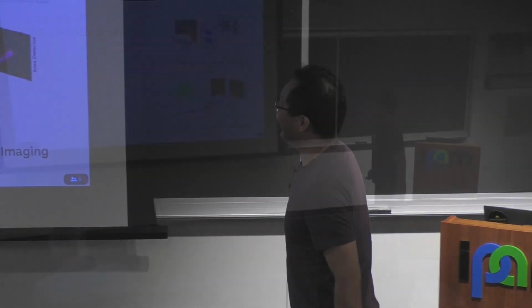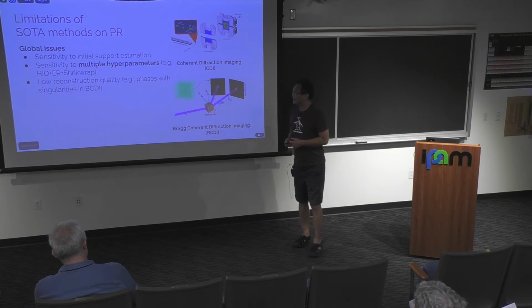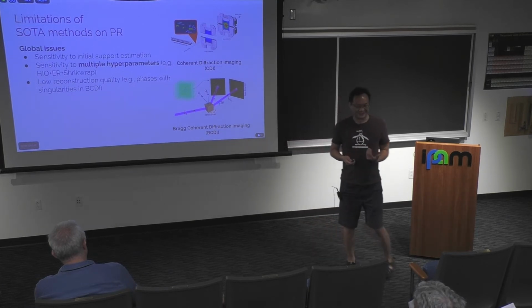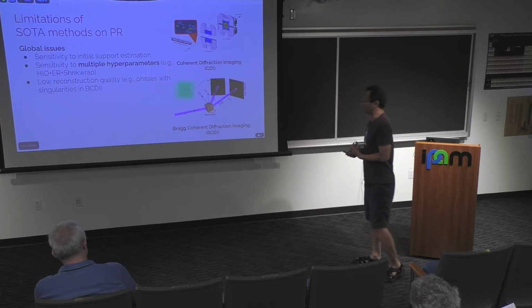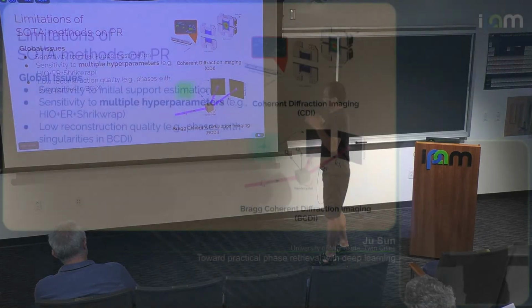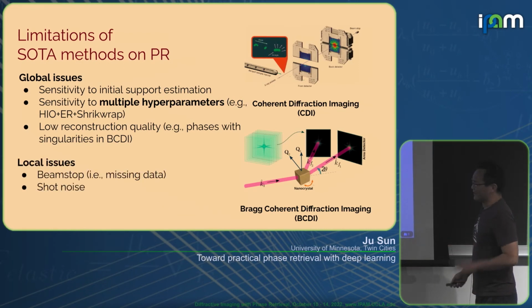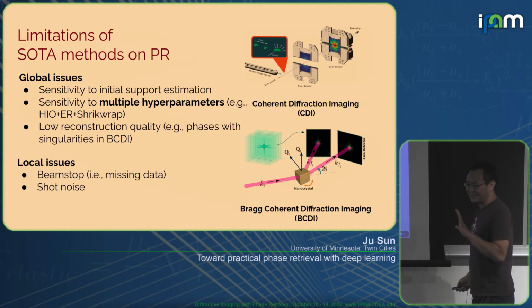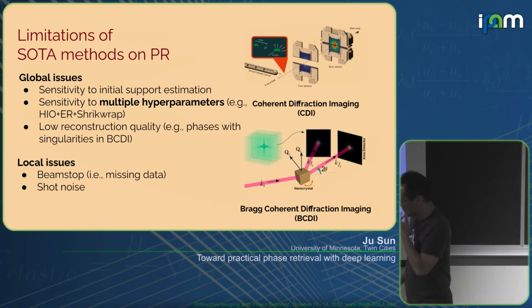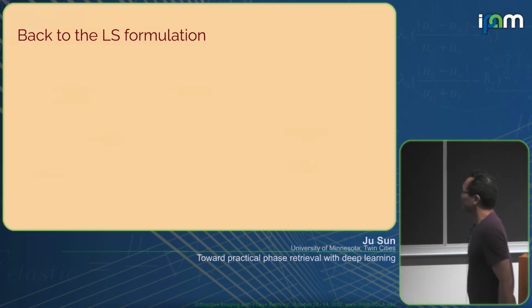If I have to complain about this, I will complain about the hyperparameter tuning. That's painful overall. It's also sensitive to the initial support. Sometimes even with hard tuning, we won't get very good quality. I'm going to show you some examples later. There are also some issues for some imaging modalities. Sometimes you have to do beam stop, which means you miss some data, and sometimes you have to deal with significant shot noise.